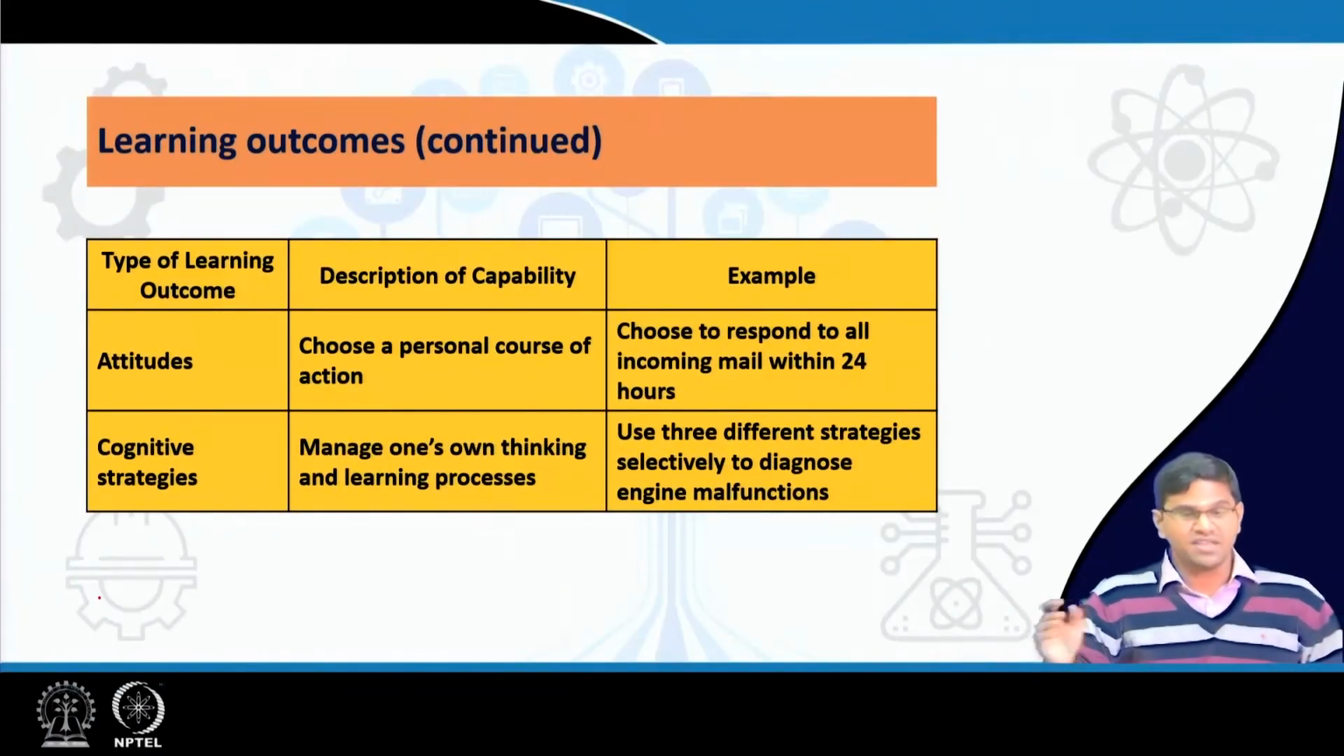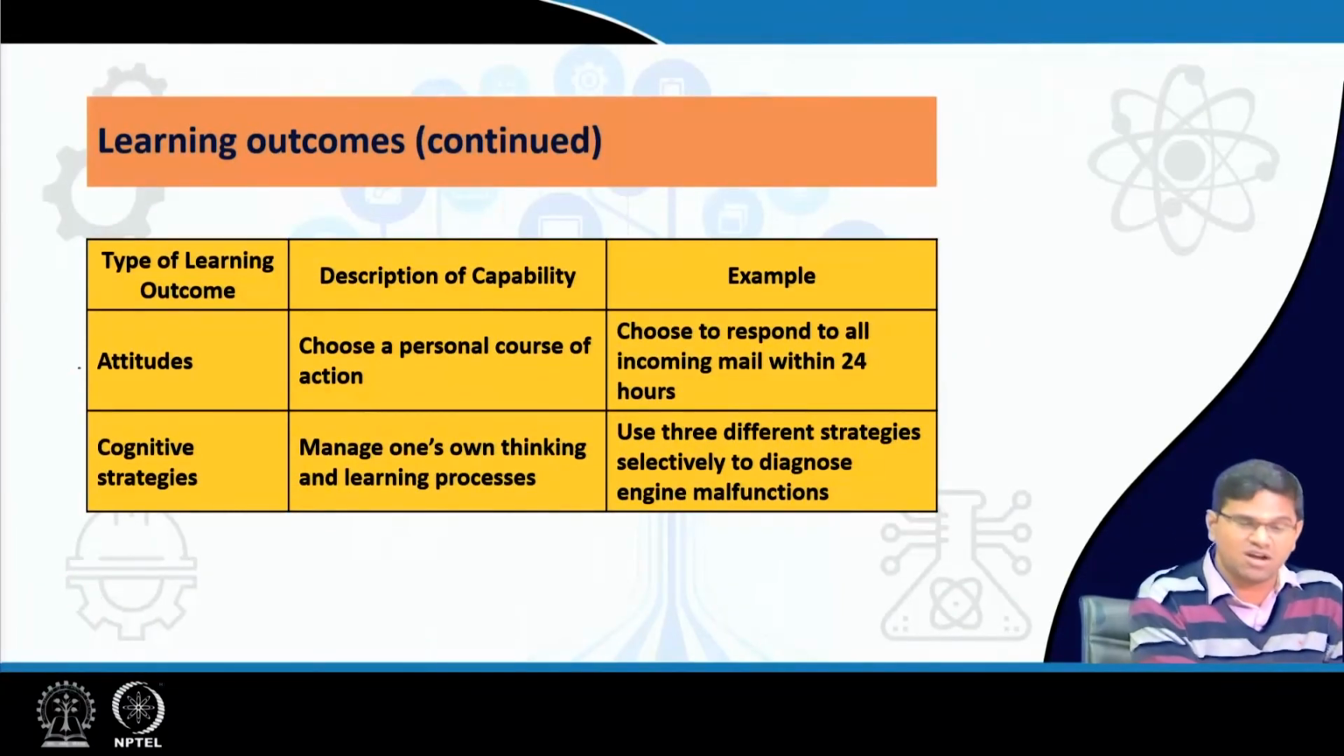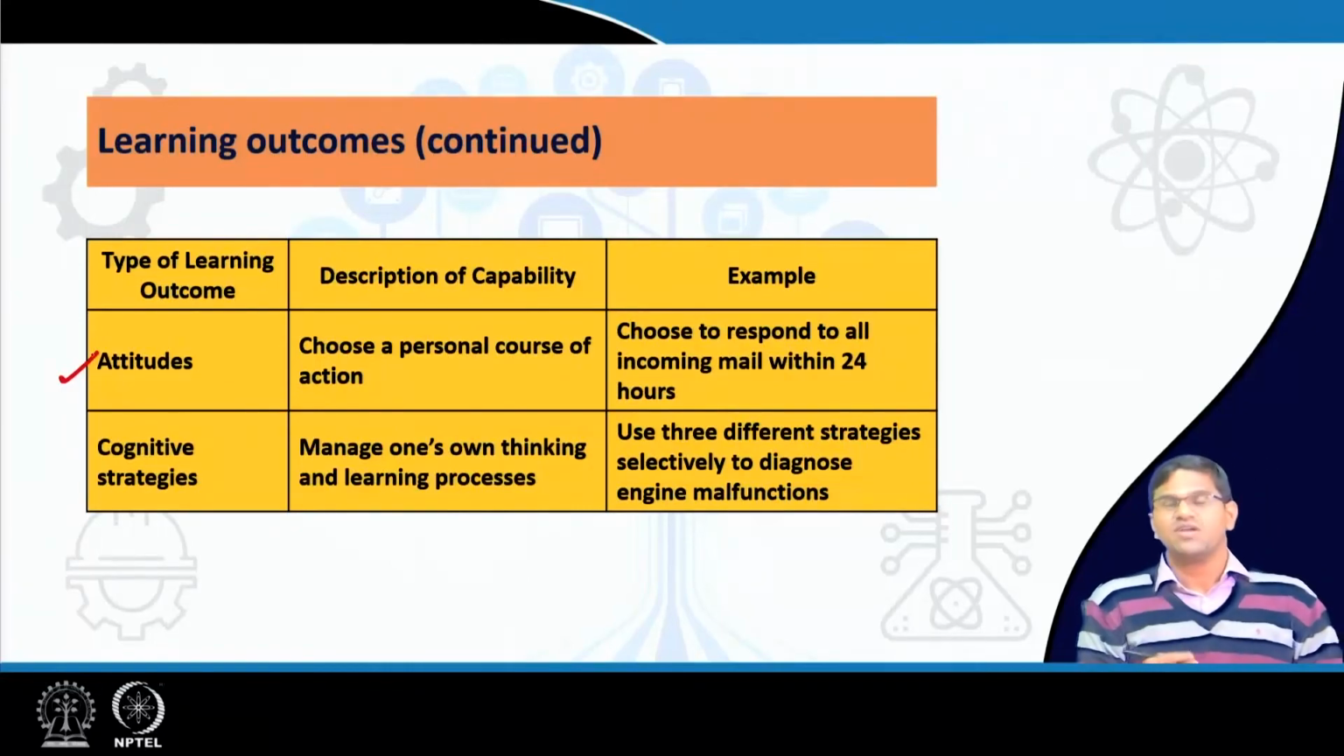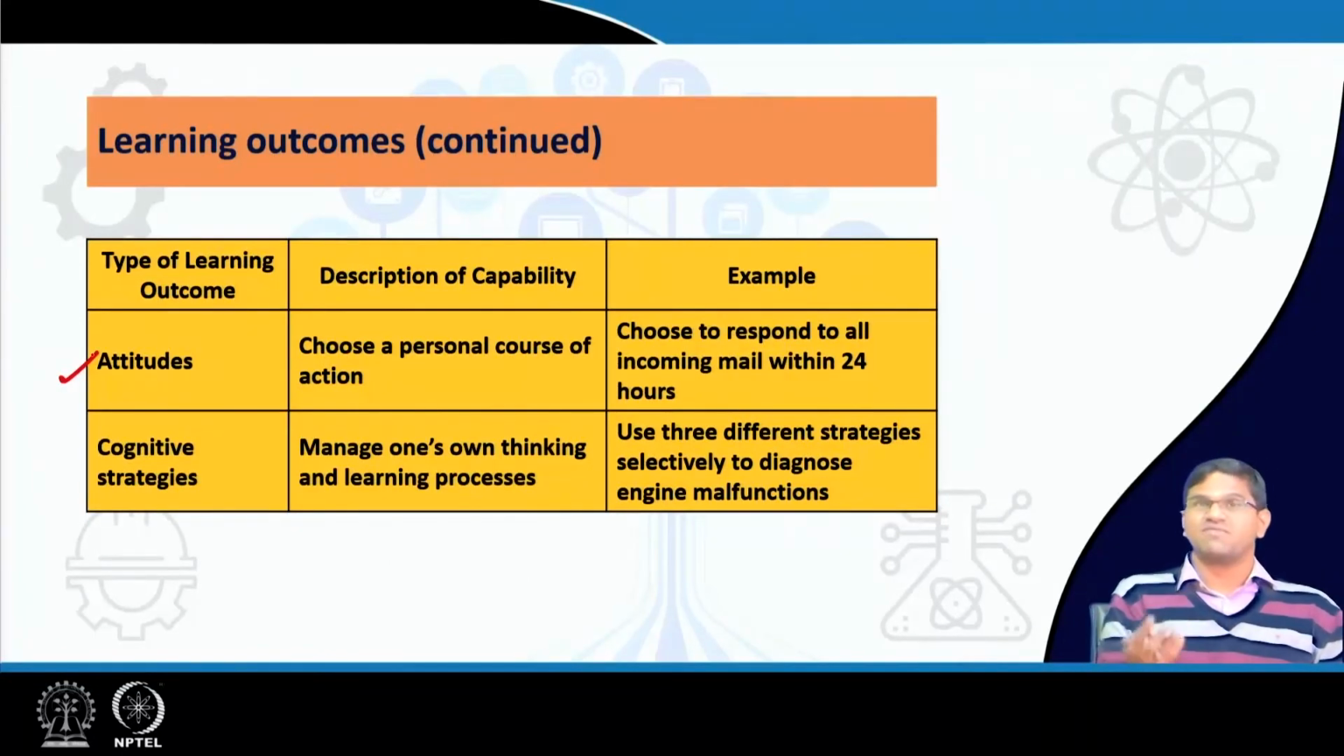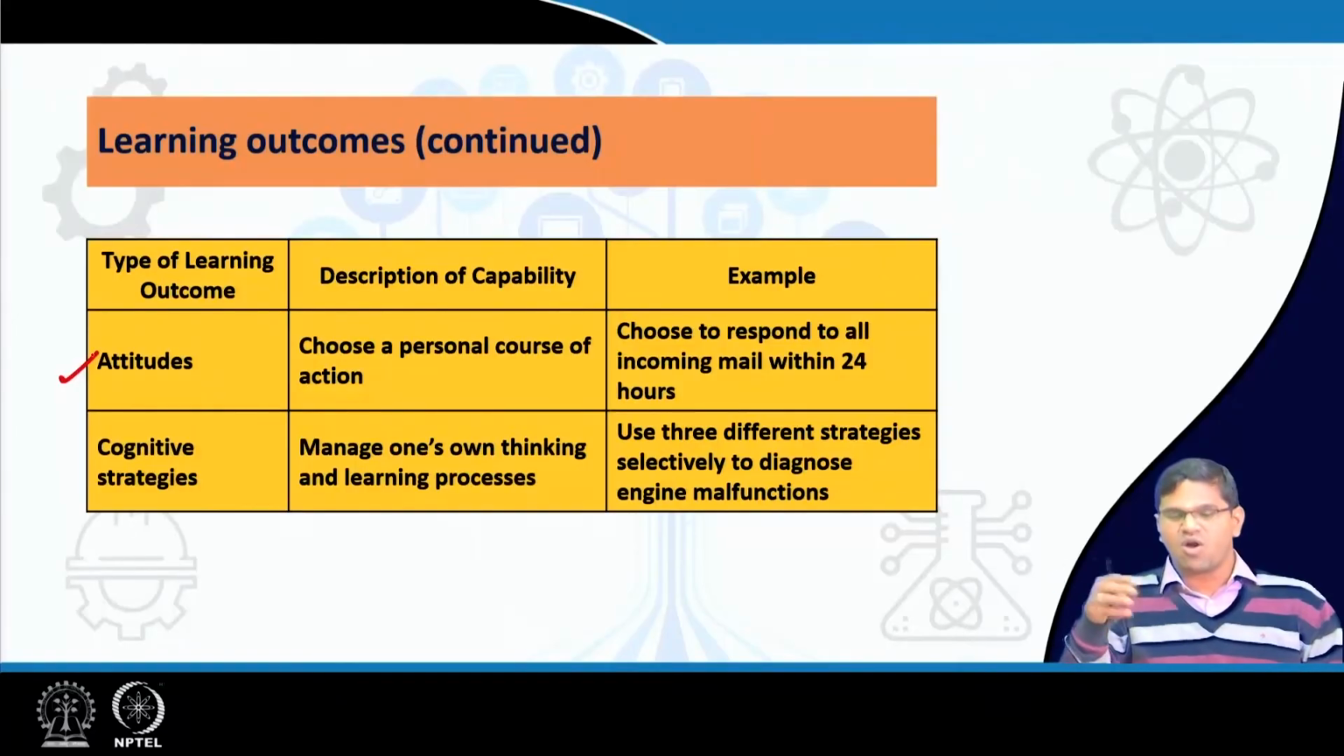Now, if the learning outcome we are referring to is an attitude: can you choose a personal course of action? For example, choosing to respond to all incoming mails within 24 hours. This is about building the attitudes of employees. So for any email that comes in, you have to respond within 24 hours, for those in an organization setup.